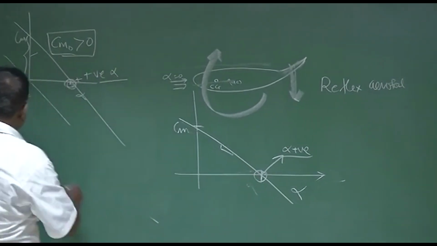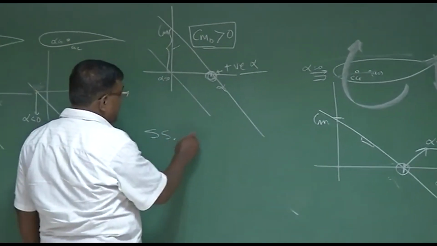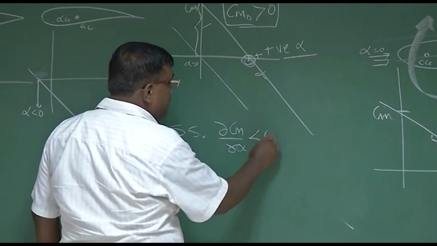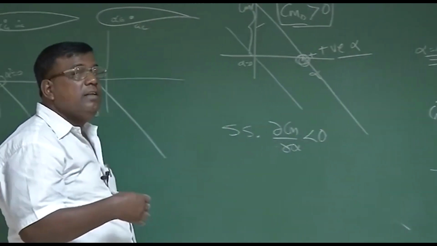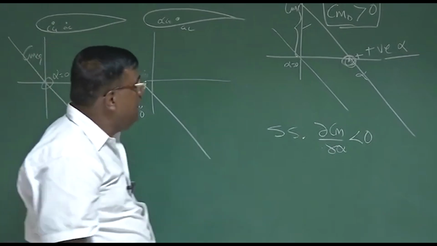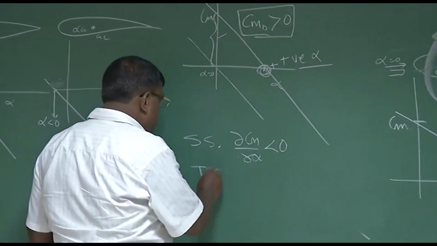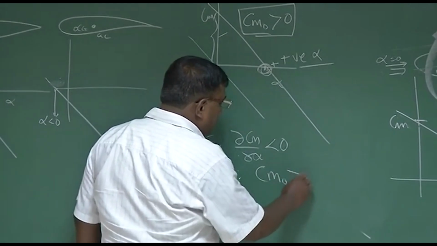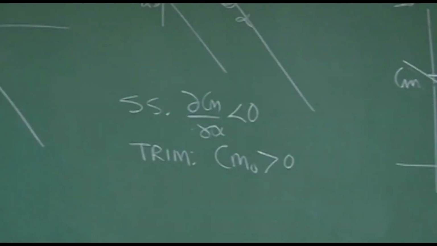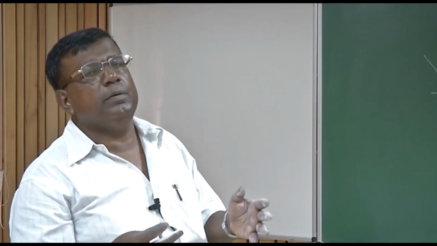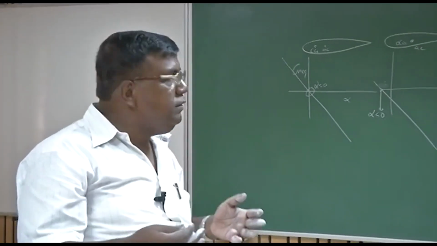So in a summary, when you talk about static stability, we say the slope dCm by d alpha should be less than 0. That means AC is behind CG, if I am talking about just wing alone. And for trim, we will say Cm naught should be greater than 0. Remember, when I try to translate this knowledge to aircraft, I will be using the same concept, but few nomenclature will change.